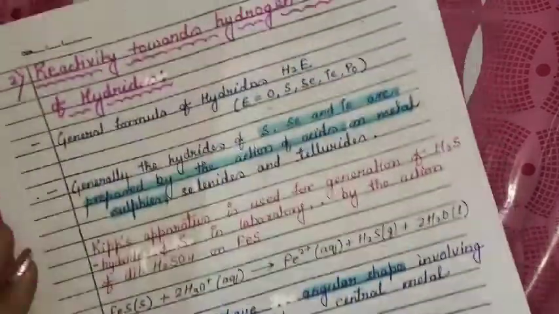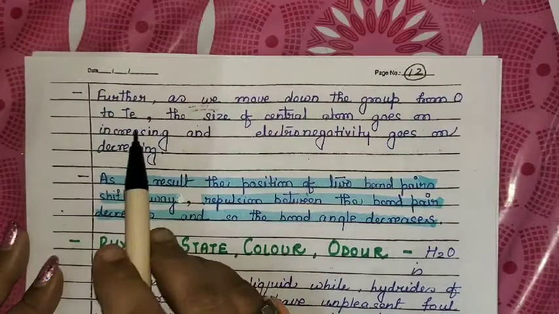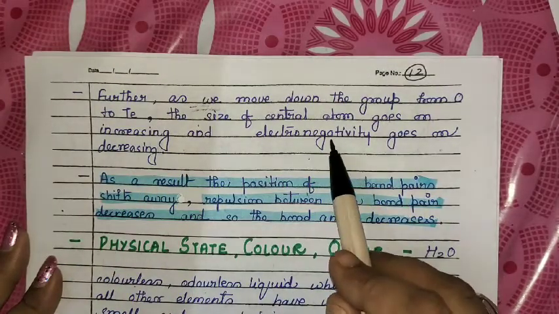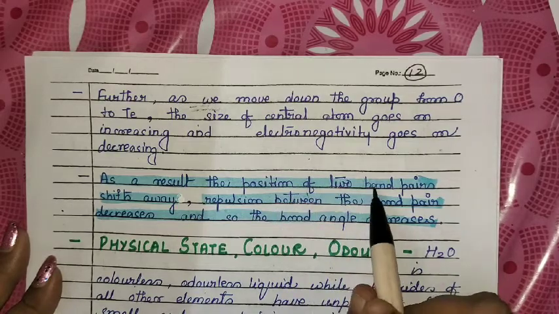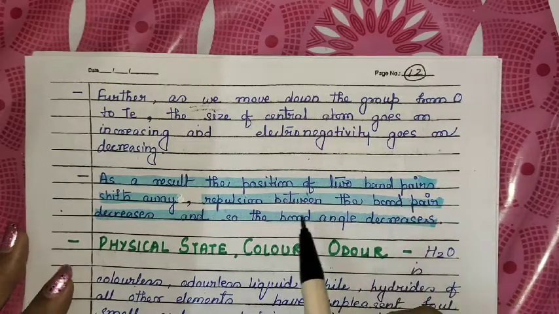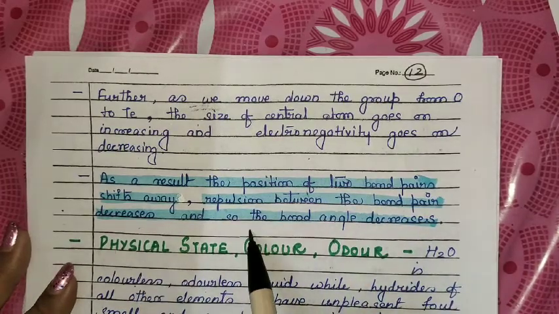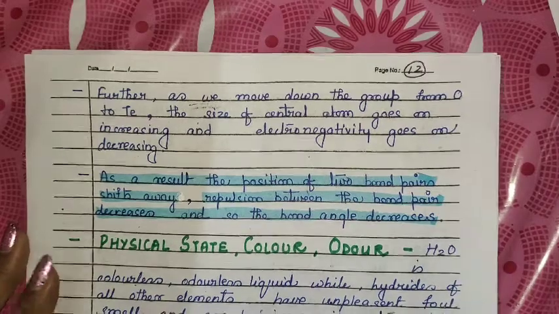Further, as we move down the group from oxygen to tellurium, the size of central atom goes on increasing and electronegativity goes on decreasing. As a result, the position of two bond pairs shifts away and the repulsion between bond pairs decreases, and so the bond angle decreases as well. Thus, down the group, the bond angle decreases.